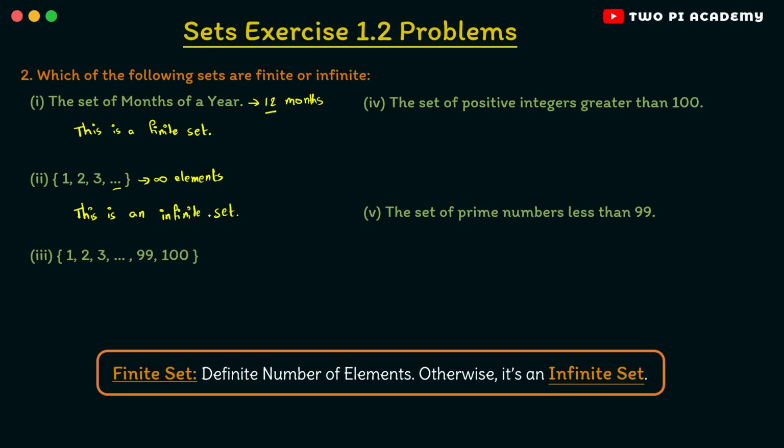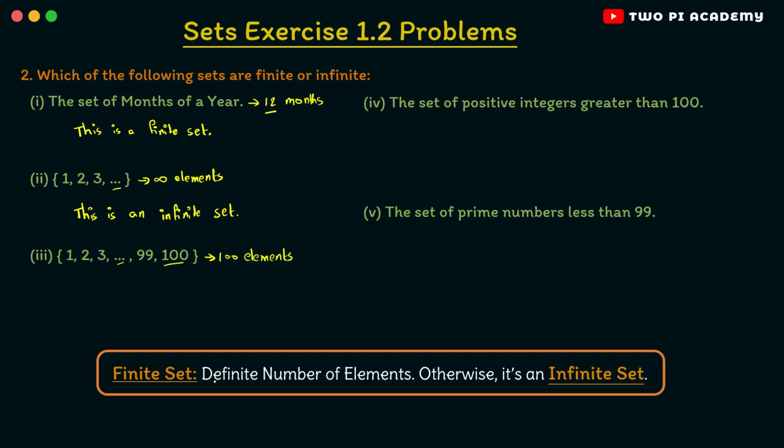It's clear, right? And now the third problem. We have 1, 2, 3 and so on up to here. This is the same as the previous one. But here we ended with 100. So it means that you will continue and so on until we reach the element 100. So therefore, these are clearly the first 100 natural numbers. So it will have 100 elements in that.